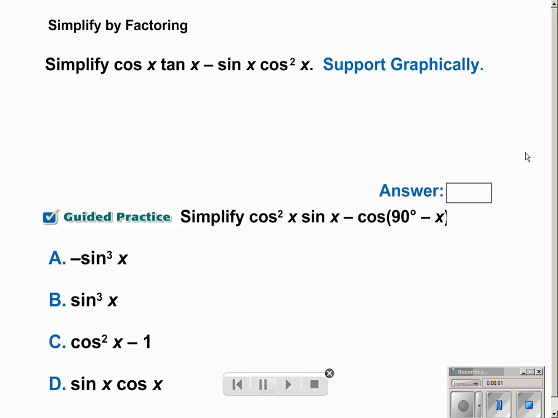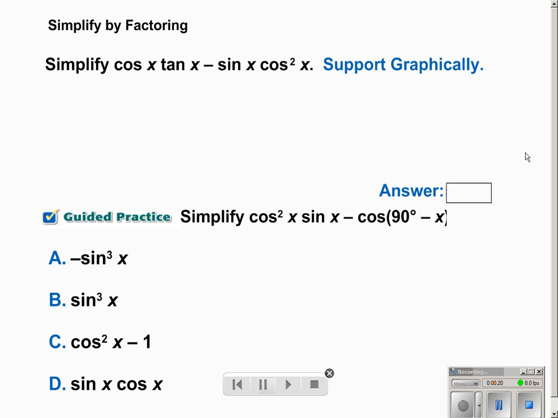In this example, we're going to simplify by factoring. It's not quite as obvious what we're going to do with that. You might look at it and think, well, we want to factor out cosine x. But going that route doesn't produce much of a result. And so we want to look for something else that we can do.